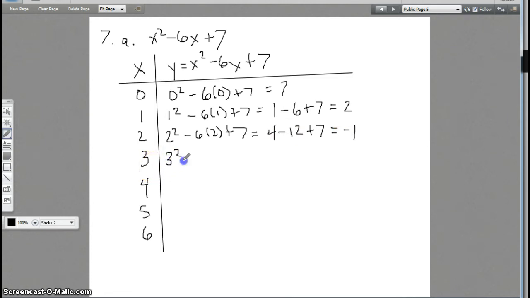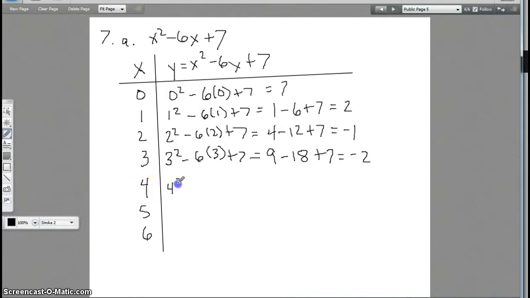We have 3 squared minus 6 times 3 plus 7. 3 squared is 9. Minus 6 times 3 is minus 18. And then we have plus 7. 9 minus 18 is a negative 9. Plus 7 is going to give us a negative 2. Now we're going to plug in 4.